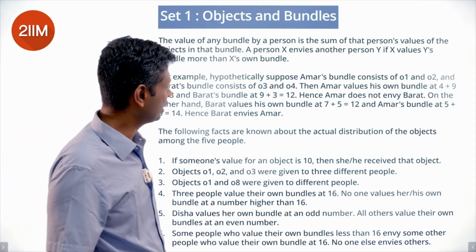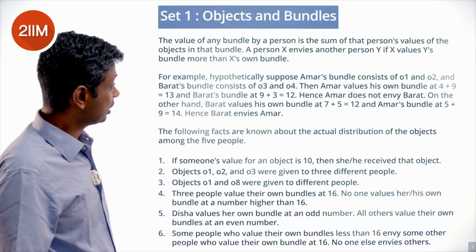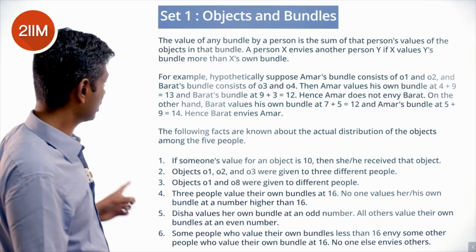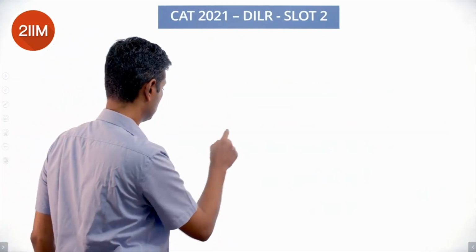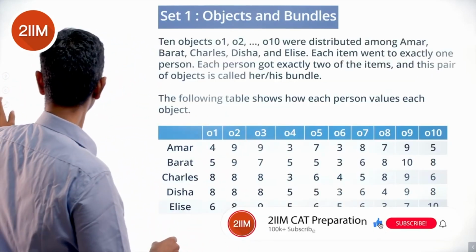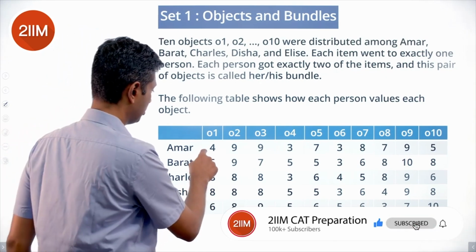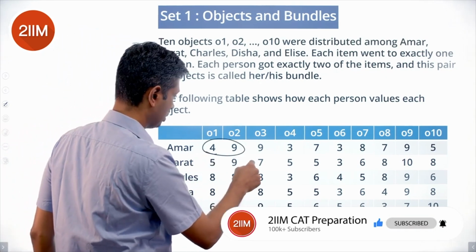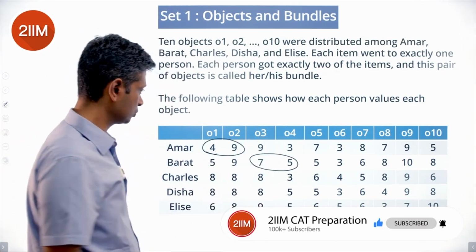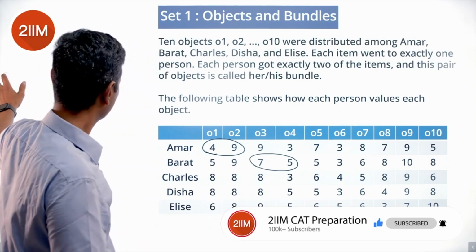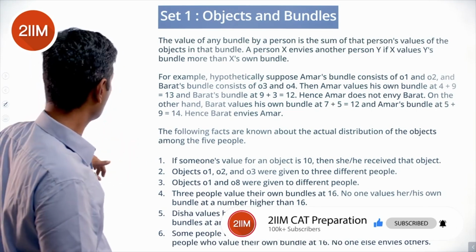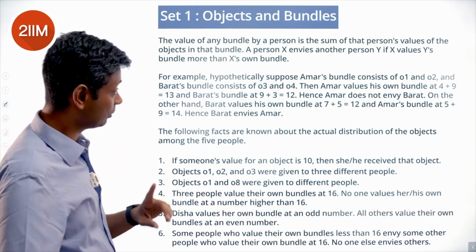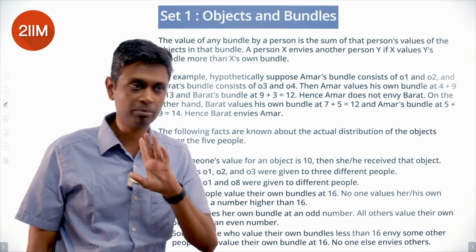For example, hypothetically, suppose Amar's bundle consists of O1 and O2 and Bharat's bundle O3 and O4. Amar has O1 and O2. Bharat has O3 and O2. Fine. Let's do this. Then Amar values his own bundle at 4 plus 9, 13, and Bharat's bundle at 12. Hence, Amar does not envy Bharat.